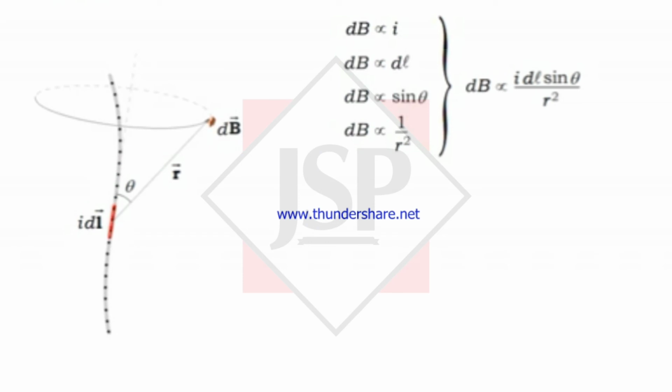Combining the equations, we get that dB is directly proportional to I dl sin theta by r squared. When we remove the proportionality sign, we get a constant, that is mu naught by 4 pi, whose value is 10 to the power of minus 7.